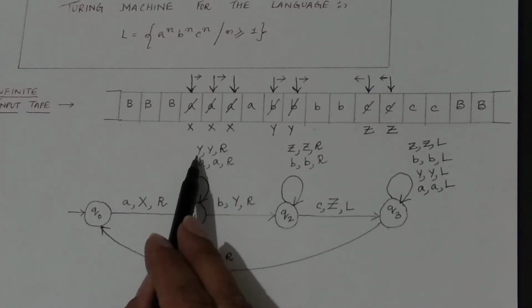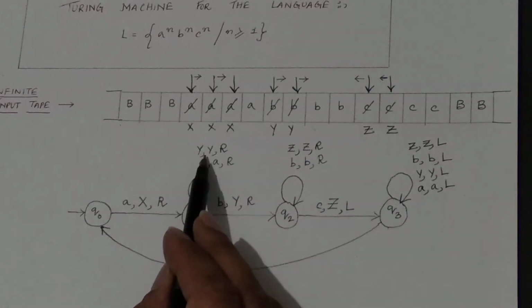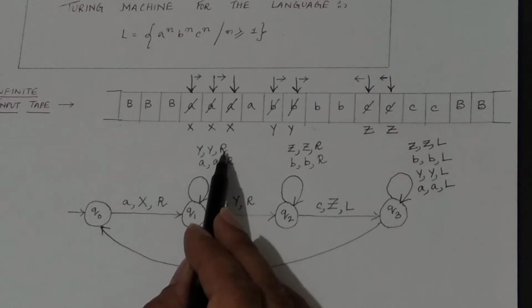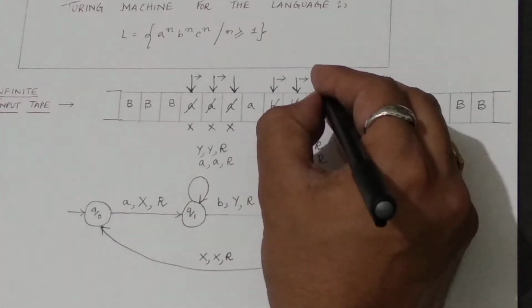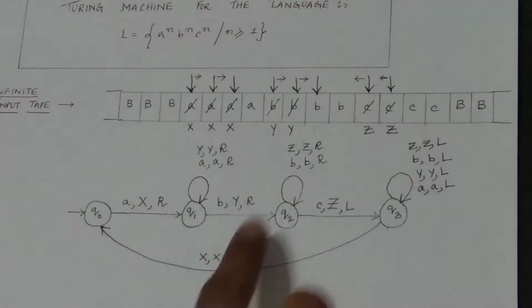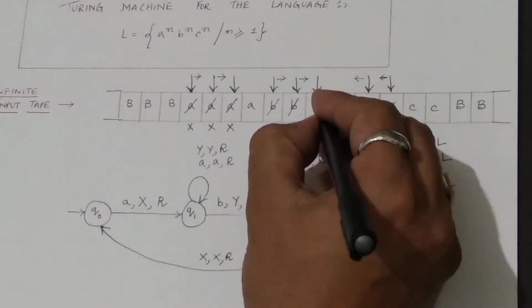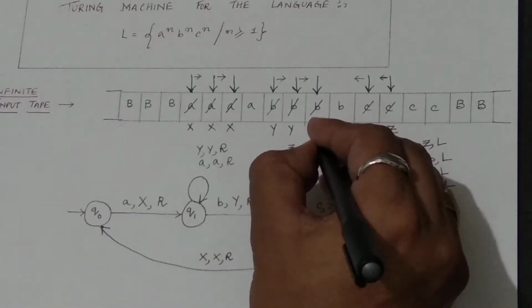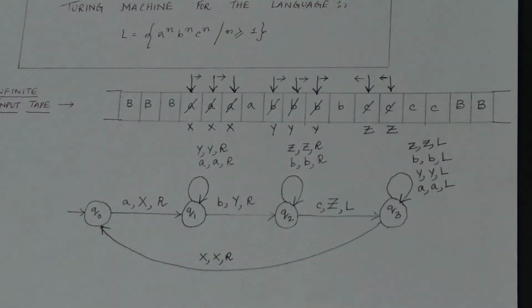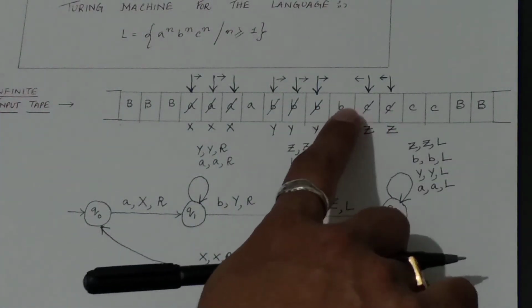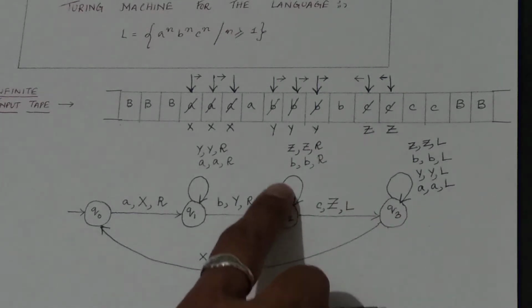Y, already I have made a transition that if you reach Y, replace by Y and move in the right hand side direction. After that, the tape head will reach this B. So what it means: if you reach B, replace by Y and move in the right direction. So it will replace by Y, the tape head will move in right direction. As soon as it moves in right direction, it will again encounter B. For that I have made a self loop.